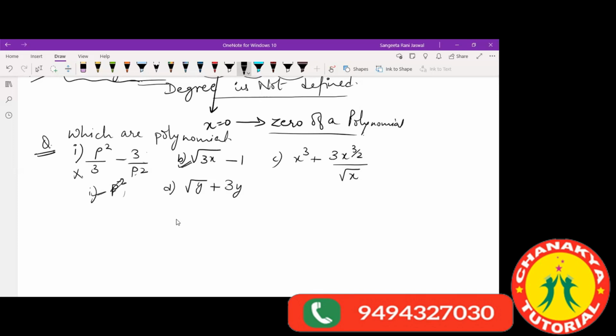Harshit, just now you were saying the power is a fraction. See, we should take the powers as positive integers. Fraction is okay for the coefficient, but for powers we must take integers. It should be positive integers. Ma'am, so B and D will come.